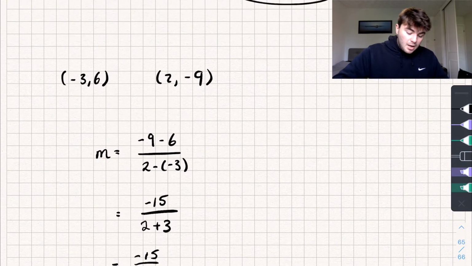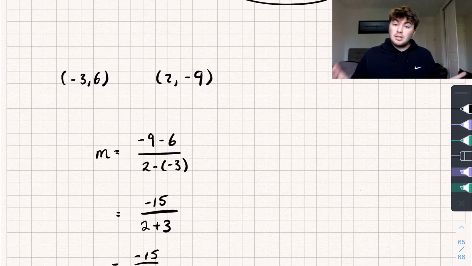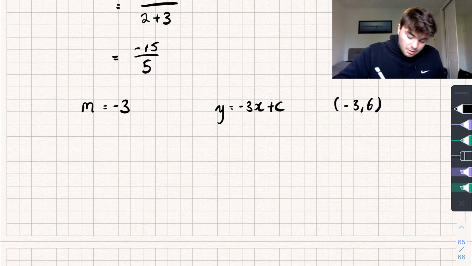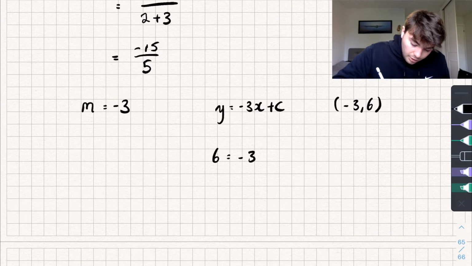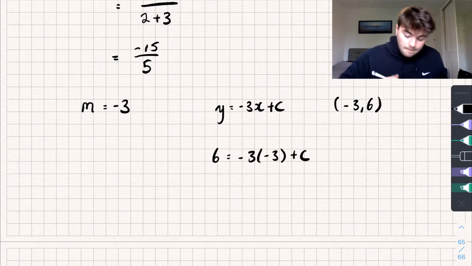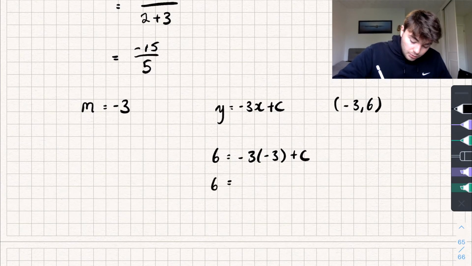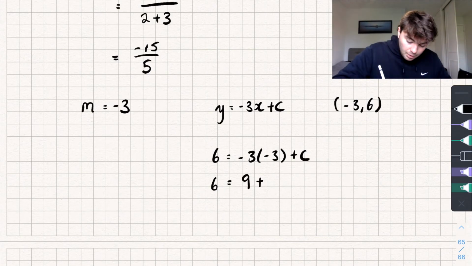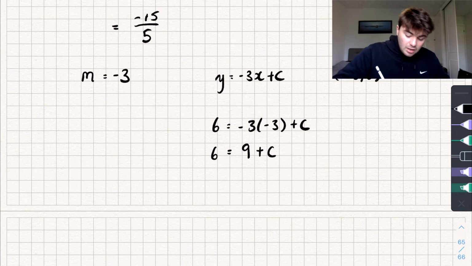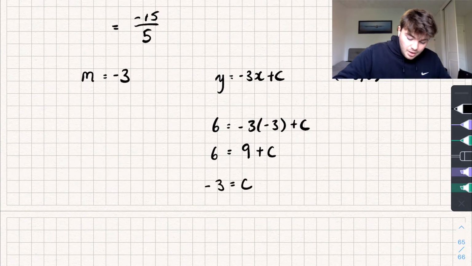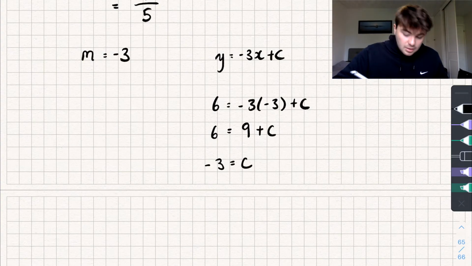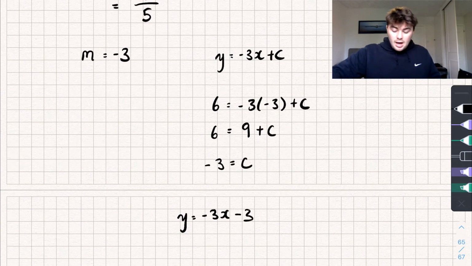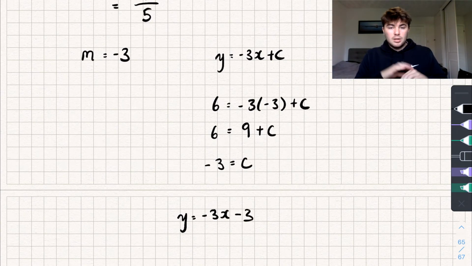Remember, next we're going to pick one of our coordinates and substitute it in. Doesn't matter which one I pick, I'll just pick negative 3, 6. So let's substitute them in, and we get 6 equals negative 3 multiplied by negative 3 plus c. Let's expand it and we get 6 equals, well, negative 3 times negative 3. Two negatives multiplied become a positive. So we get 9 plus c. So subtracting 9 from both sides, that gives us negative 3 is equal to c. And so we get that the equation of this line is going to be y equals negative 3x minus 3. And that's it. That's how we can find the equation of a straight line passing through 2 points.